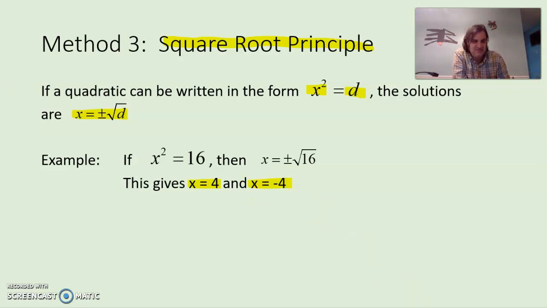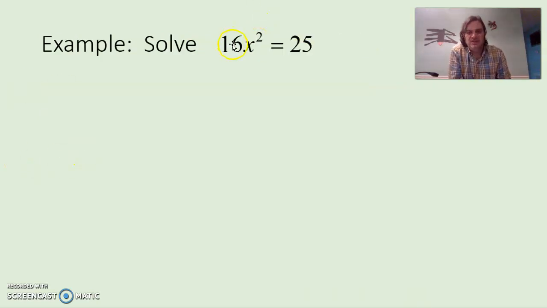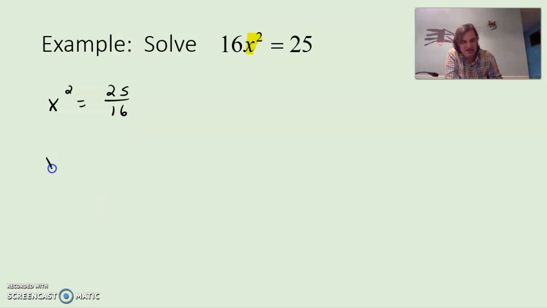Okay, so let's do a couple of examples here. Here we have 16x squared equals 25. Now the key to this is to get this squared part by itself. So to start off, if we want to do that, we can divide both sides by 16 and we'll have x squared equals 25 over 16. And then we can apply this principle by saying that x would be the positive and negative square root of 25 over 16. And that has a nice root even though it's a fraction because the square root of 25 is 5, the square root of 16 is 4.